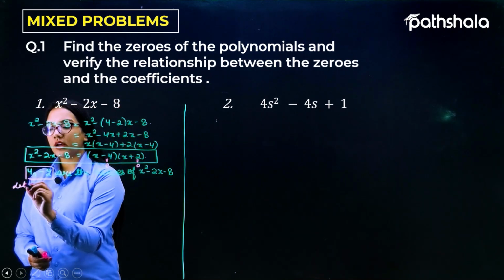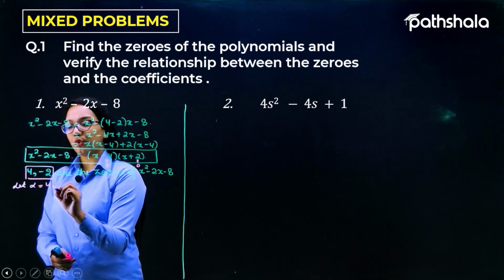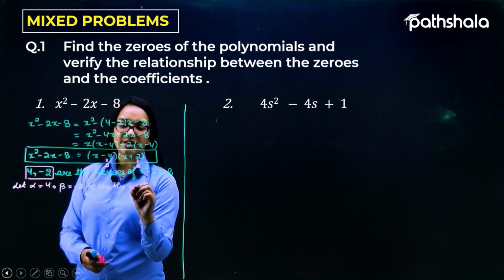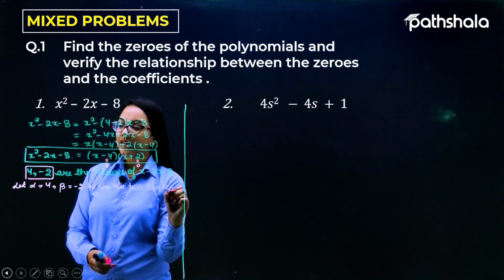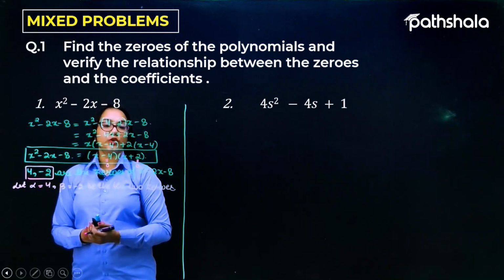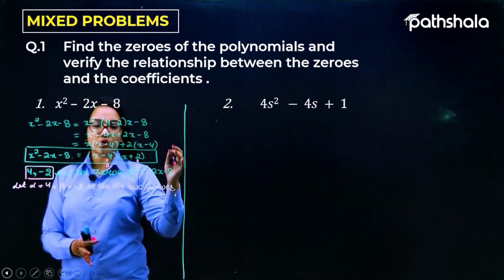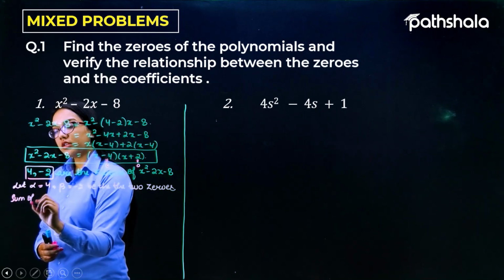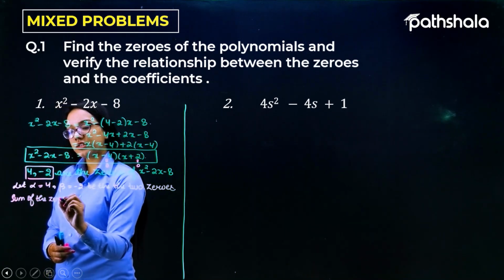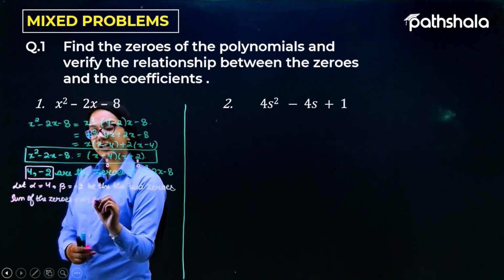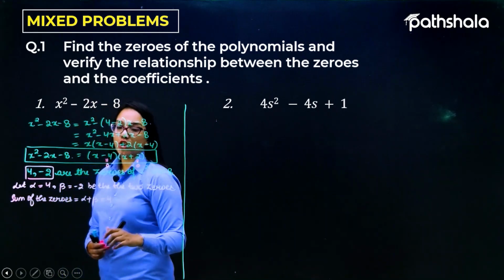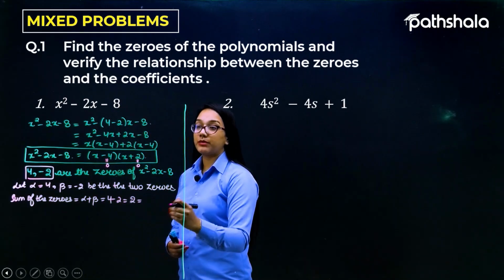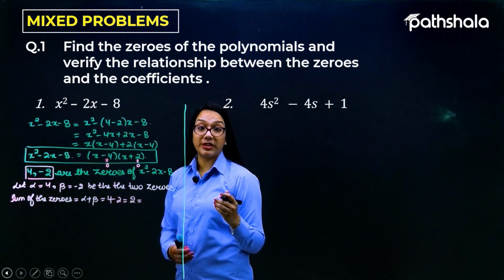So let alpha is equal to 4 and beta is equal to minus 2 be the two zeros of this particular quadratic polynomial. So again, we are verifying first of all the sum of the zeros, which is alpha plus beta. Alpha is 4, beta is minus 2. So 4 minus 2 is nothing but equal to 2, and it can be expressed in the form of minus b by a. How?